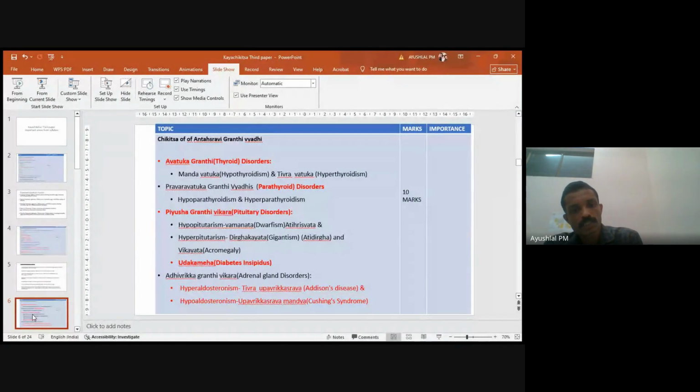So here also you can be specific to some points, where there are only a few points given in endocrine disorders, but it carries 10 marks. Avadu Grandi, that is nothing but the thyroid gland, and thyroid gland related disorders like hypothyroidism and hyperthyroidism are very important. You should know how it is diagnosed, what are the features of hyper and hypothyroidism, and what are the different management methods as per modern.